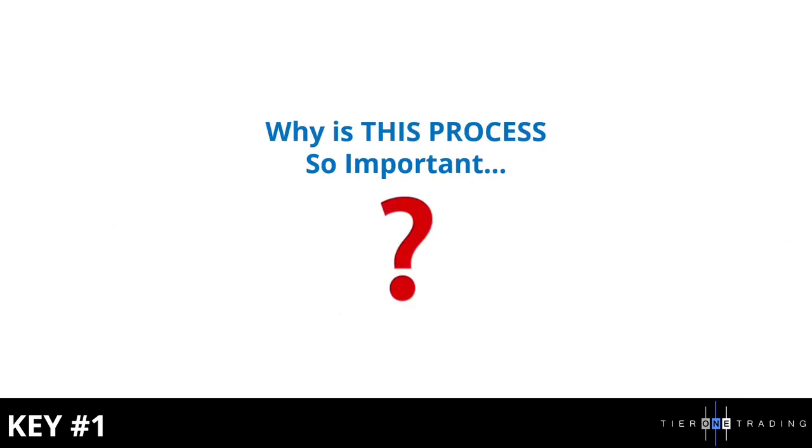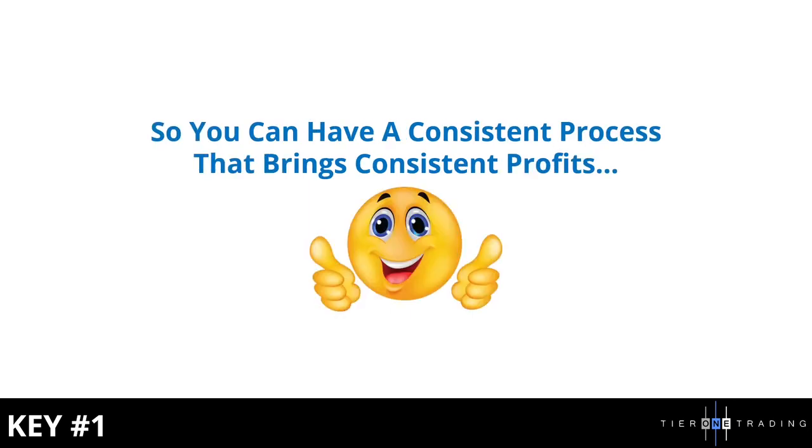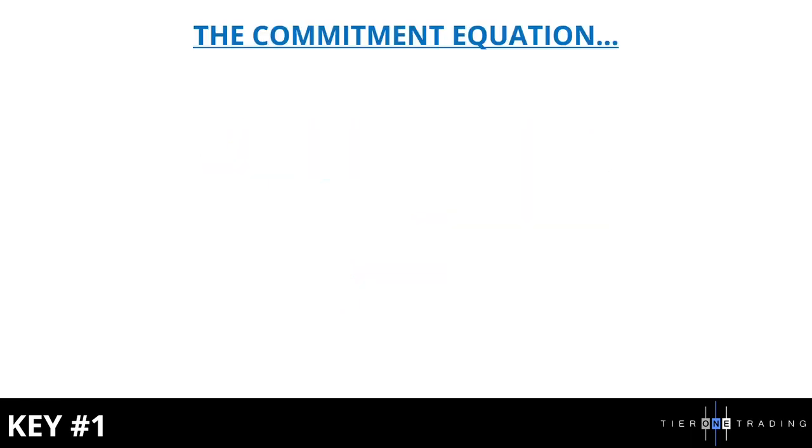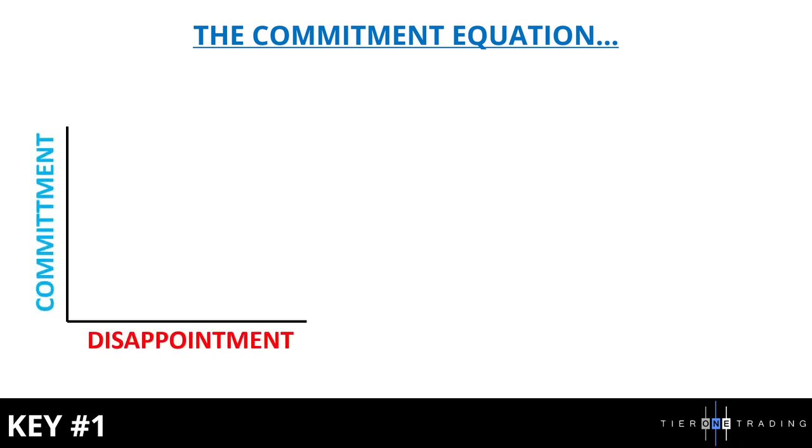So why is this process so important? Now this comes down to a comment one of the traders made in the chat this week. I think it was today. So you can have a consistent process that brings consistent profits. Again, consistent process brings consistent profits that you can be consistent with, right? And you must fall in love with this process, and here's why. This is very important. The commitment equation, I call it. Probably someone else thought this up, but this is what I call it. So I'm taking credit. We have a commitment and disappointment graph here. There may be some curves, okay? You can draw them out if you want. Now, as we experience disappointment about something, our commitment level goes which way?